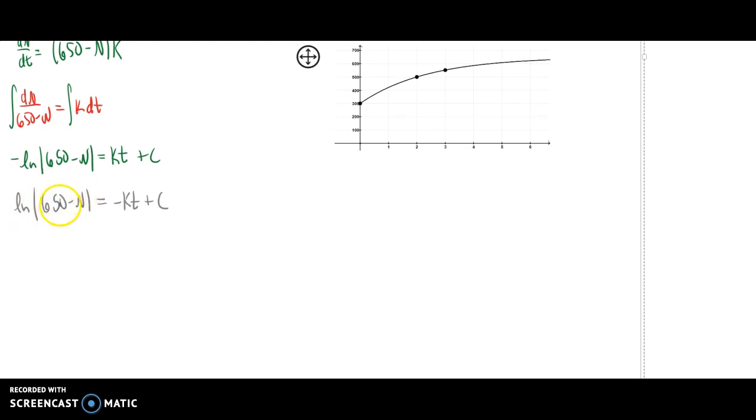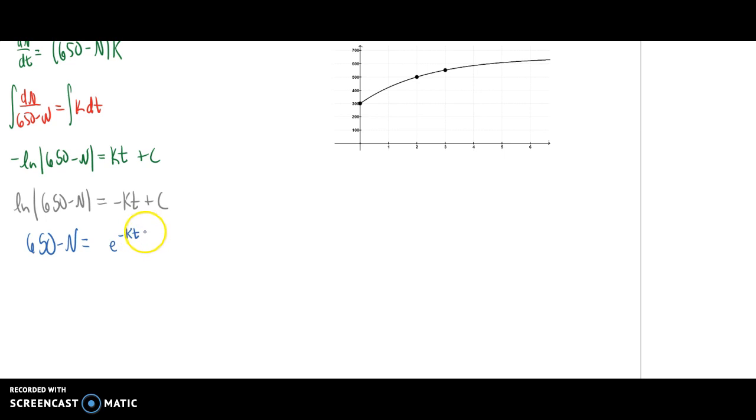Addressing this absolute value at this point, we don't have to worry about that because the coyote population is going down. We can read that from the original problem. I know that all the n values are less than 650. The natural log of a positive number is possible, so we don't need that. The left side is just going to become 650 minus n. On the right side, it is e to the negative kt plus c.